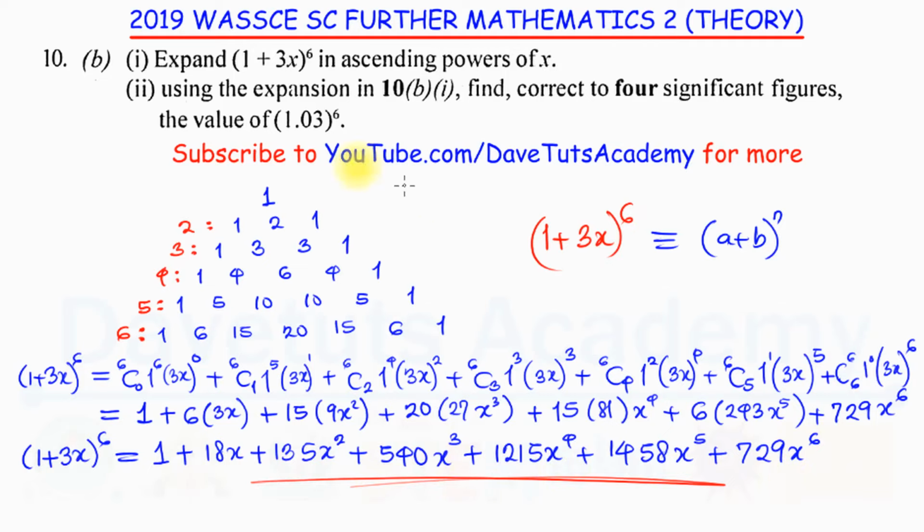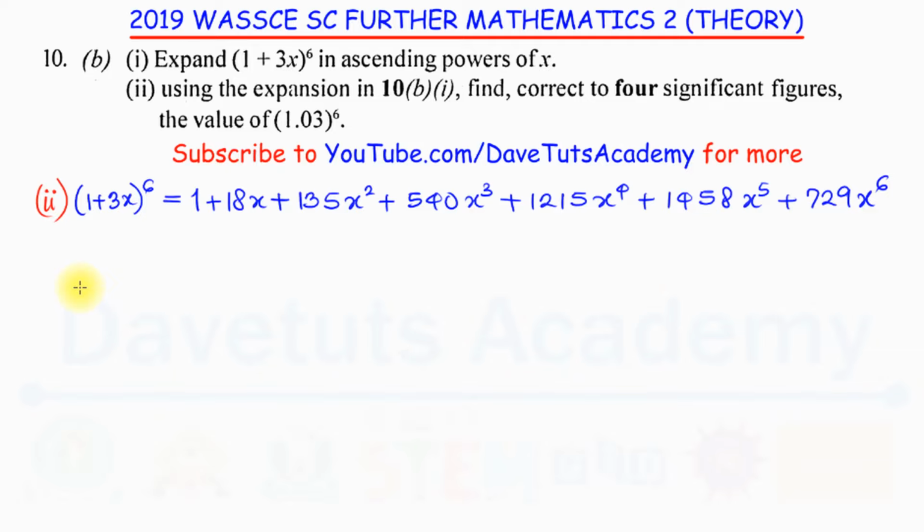All right. Now, in the next question, we are told to use the expansion that we got here to find, correct to some significant figures, the value of 1.03 raised to the power 6. We are going to be doing that right about now. We can notice that this is question 1, so we are going to question 2 now. So now, from the previous question, we've been able to expand 1 plus 3x raised to the power 6 as this binomial expression.